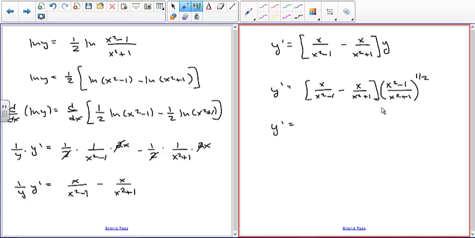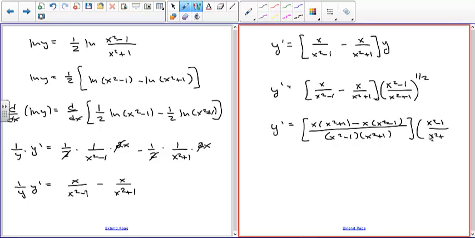Now the question is, is that good enough for a test solution? The answer is yes. But if you wanted to simplify it, what you would have to do is combine these two. So you'd have x times x squared plus 1 minus x times x squared minus 1, all divided by x squared minus 1 times x squared plus 1. And that whole thing times x squared minus 1 over x squared plus 1 to the 1/2 power.